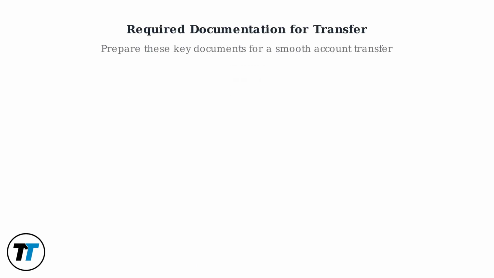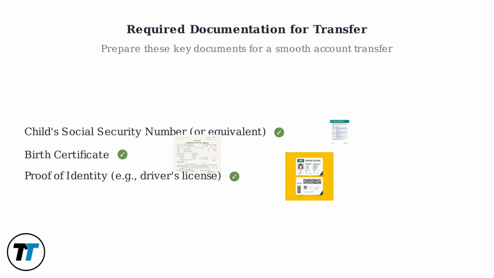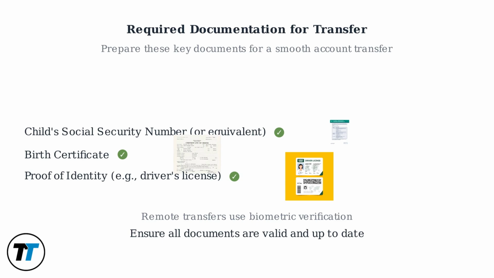To transfer a custodial account on E-Trade, several key documents are required. Prepare the child's Social Security number or equivalent, along with their birth certificate and proof of identity, such as a driver's license. First, the child's Social Security number is essential for identity verification. Second, provide the birth certificate to confirm age and citizenship. Third, include proof of identity, like a driver's license, for additional verification. For remote transfers, E-Trade now uses biometric verification to securely confirm identities. Finally, make sure all documents are valid and up to date before submitting.